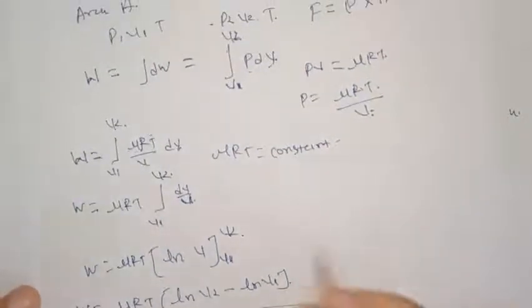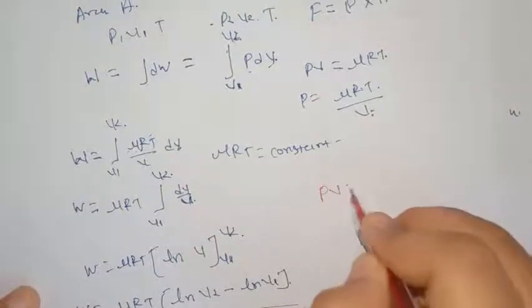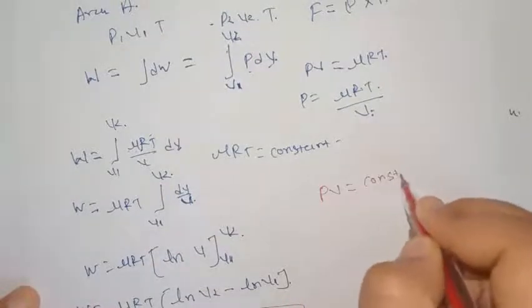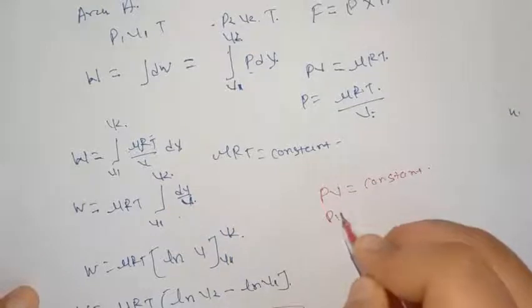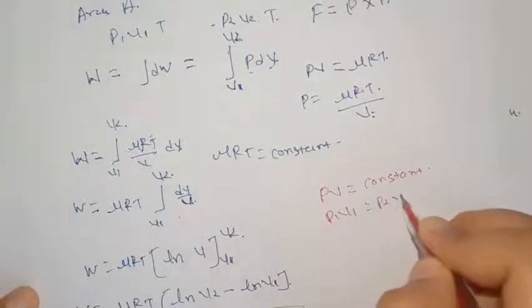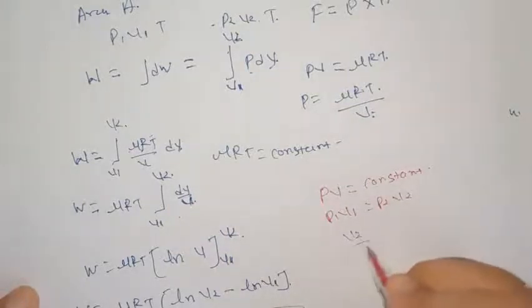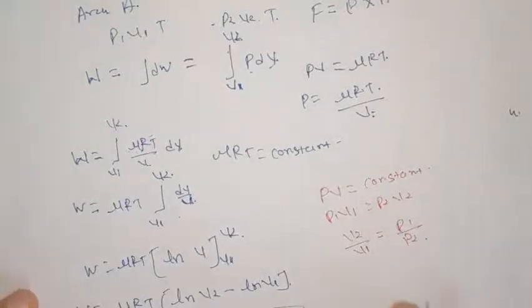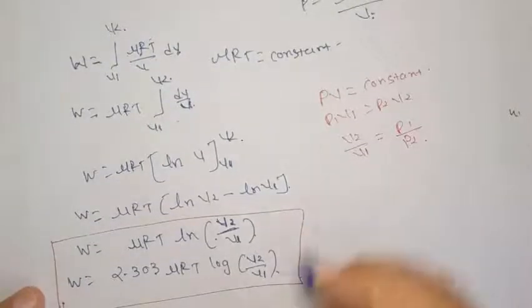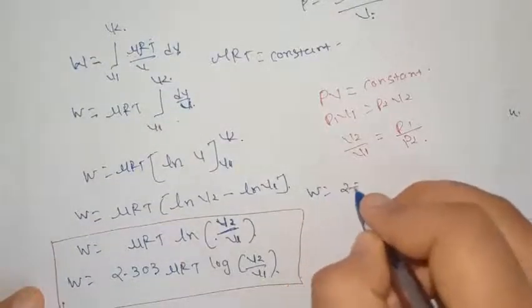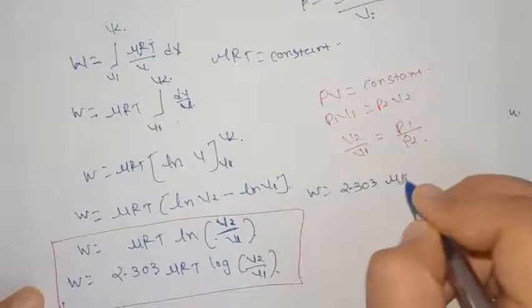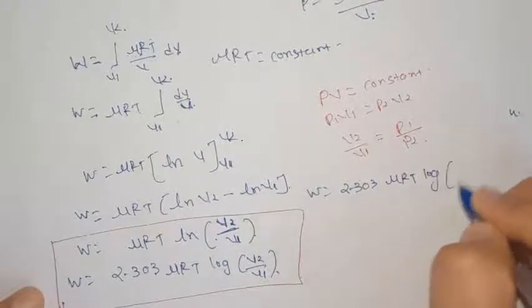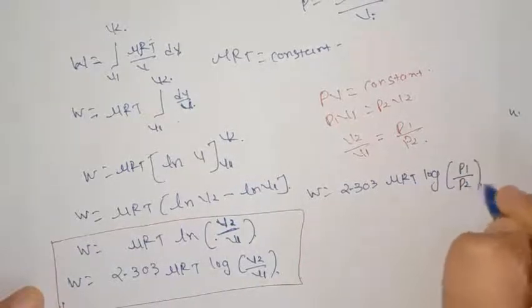Now, as it is an isothermal process, we can write PV is equal to constant. So P1V1 is equal to P2V2. So V2 by V1 is equal to P1 by P2. So the work done can also be written as 2.303 μRT log of P1 by P2.